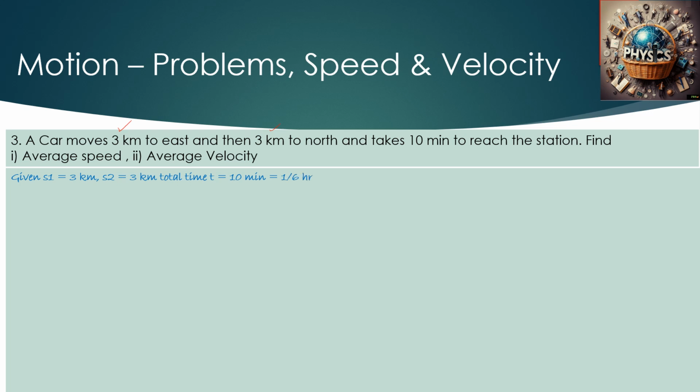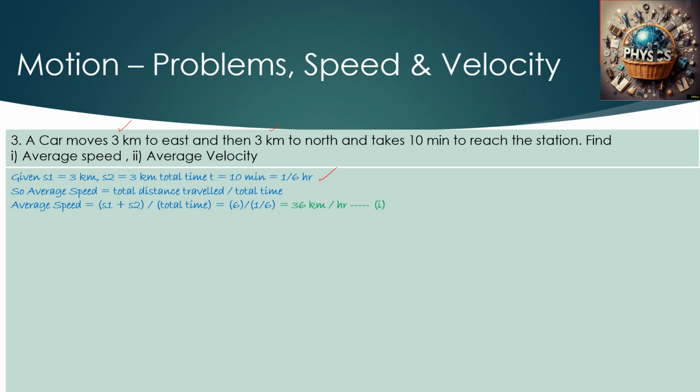6. And the total time taken is 10 minutes. Convert it into hour if you want to derive it in kilometer per hour. So that becomes 10 minutes is nothing but 1 by 6 hours, right? So average speed is total distance 3 plus 3, 6, divided by 1 by 6. So you get the speed is equal to 36 kilometer per hour. That's your first answer. Now we need to find the velocity.